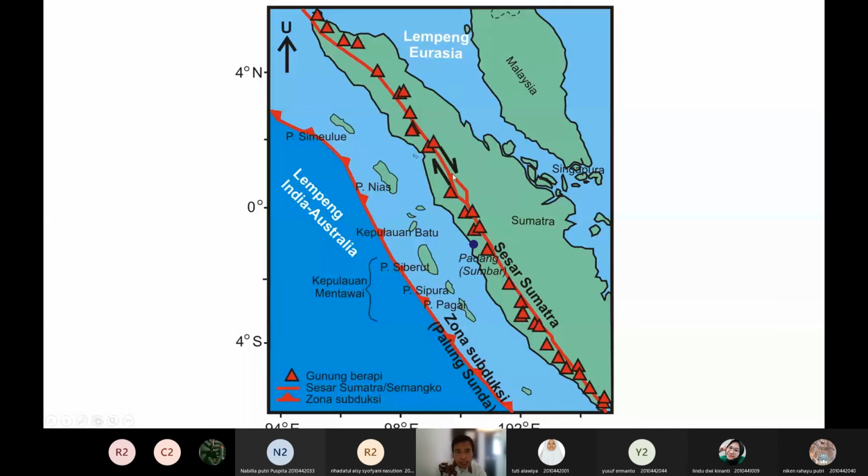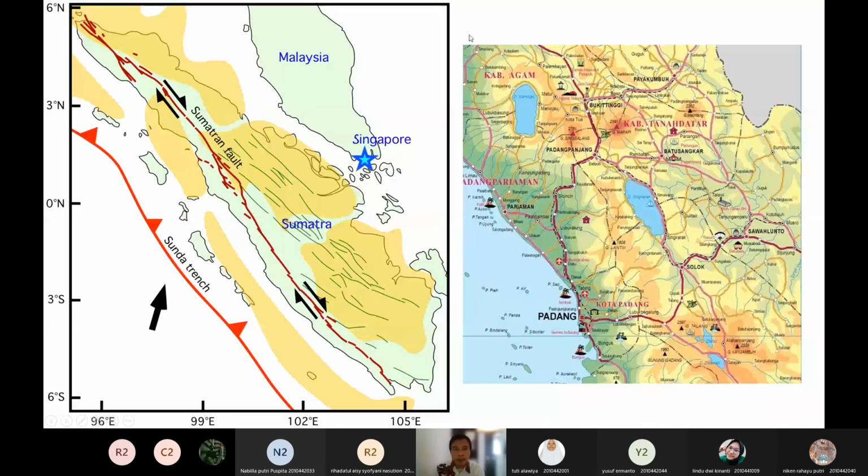So here it is because of this Indian Australian tectonic plate, and we also have the Sumatran plate. It causes very active geological processes here, causing these mountain regions, called Bukit Barisan, stretching from the north to the south in our regions.